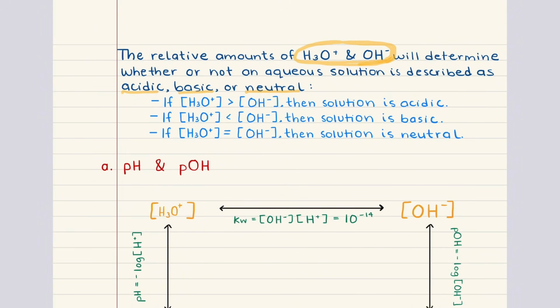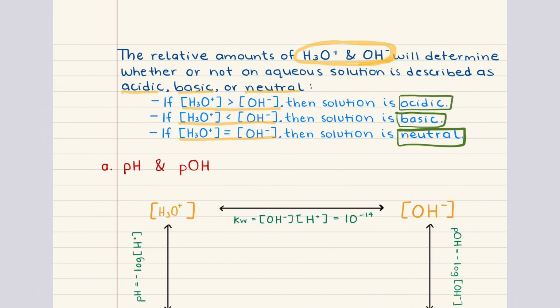If the concentration of hydronium ions is greater than the concentration of hydroxide ions, then the solution is acidic. If the concentration of hydronium ions is less than the concentration of hydroxide, then the solution is basic. And if the two concentrations are equal, then the solution is neutral.